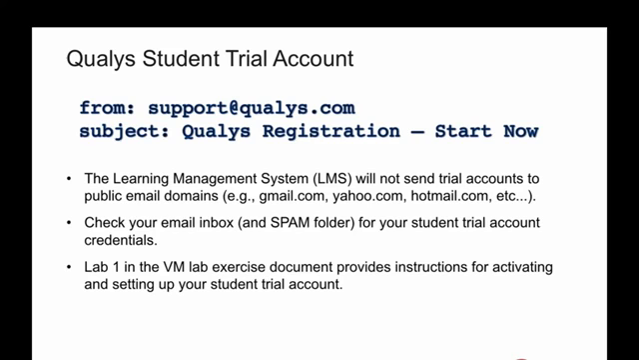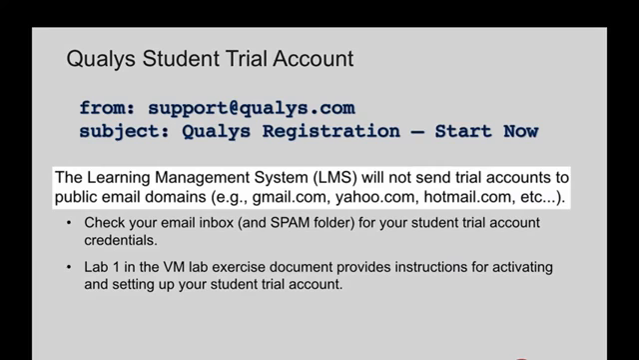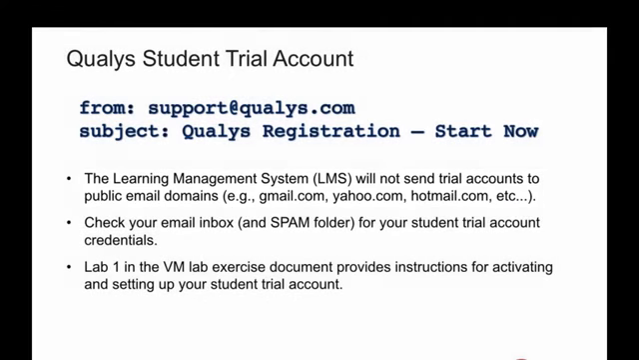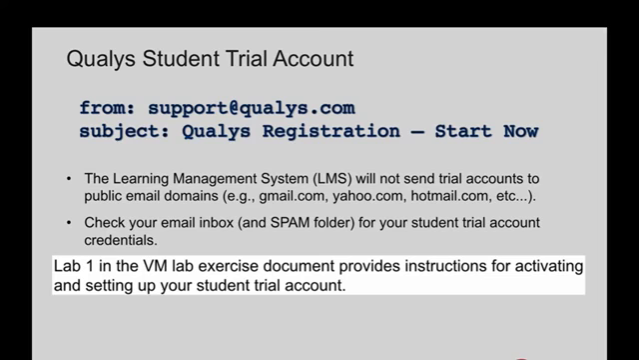To perform the lab exercises in this course, each participant is provided with a Qualys student trial account. The account credentials are sent to the email address identified in your learner account user profile. Please note, the learning management system will not send a student trial account to a public email domain. Be sure to check your spam or junk mail folders for your student trial account credentials. You'll find instructions to activate and set up your student trial account in Lab 1 of the lab exercise document.